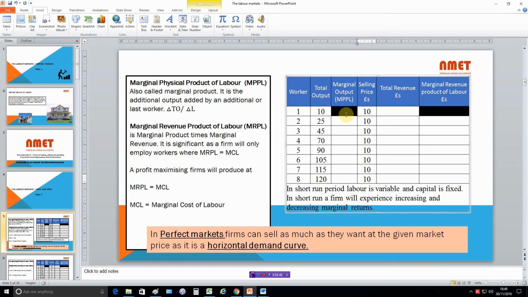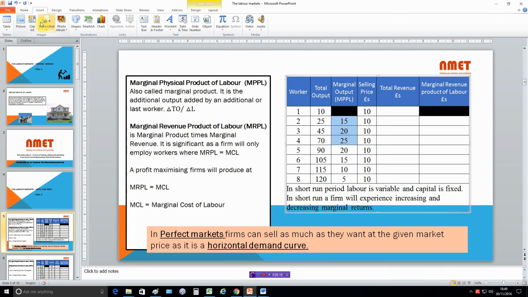Now we need to work out the marginal physical product of labor. For the second worker, what do you think is the marginal physical product? 15, which is 25 less 10. For the third, 20, which is 45 less 25. Then 25, which is 70 less 45. Then 20, then 15, then 10, then 5. So we can see over here 15, 20, 25.